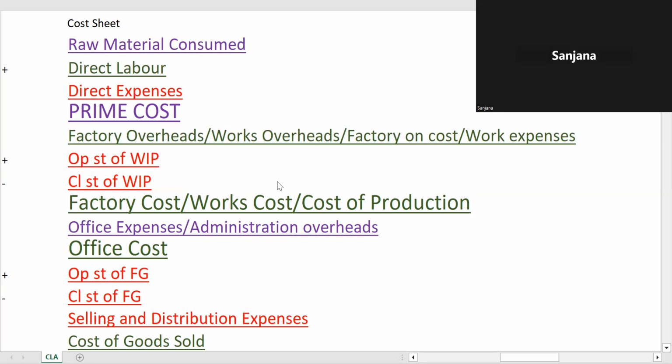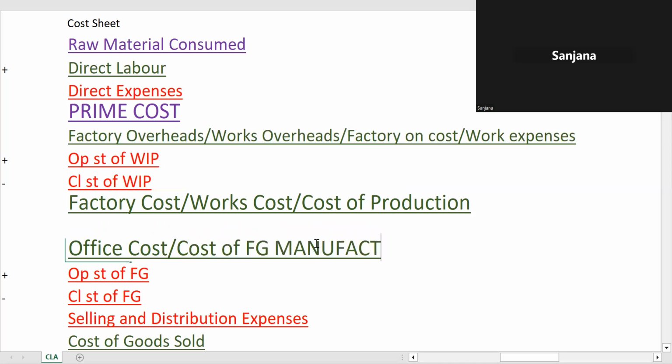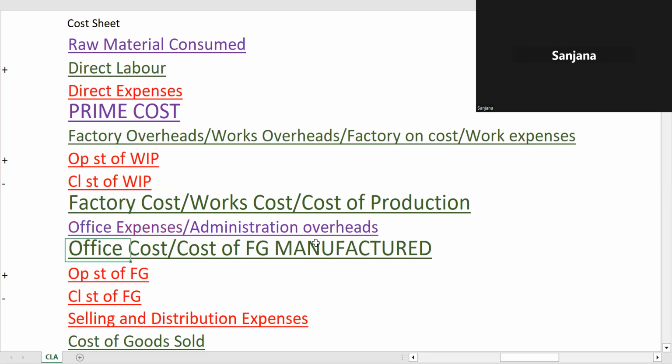Okay, so this is called office cost, or here we can call it cost of finished goods manufactured. Well, nothing has been sold till now, it's only manufactured. So यहाँ पे what I told you is that add opening and closing stock of finished goods. यहाँ पे add these two.